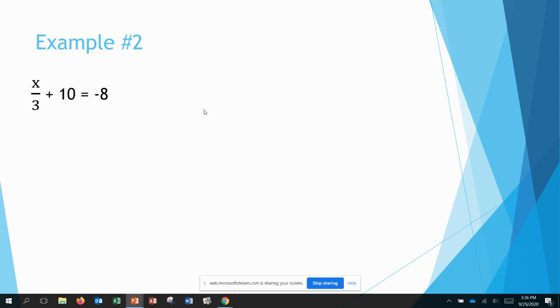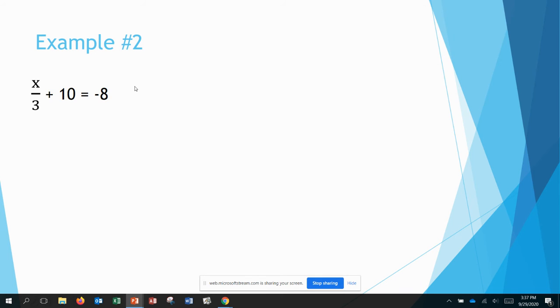Okay, now we have a little bit of a different example. So instead of our x value being multiplied by 3, our x value is divided by 3. We need to follow the same process. We need to isolate this x over 3 term before we can address the division. So what that means is we need to move 10 to the other side. We have to have no constant.